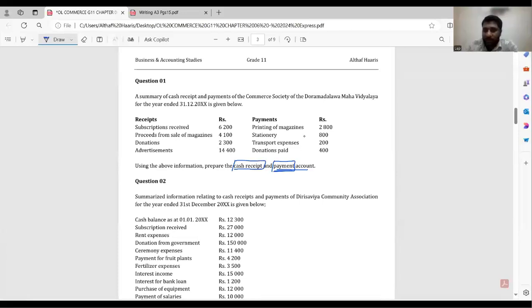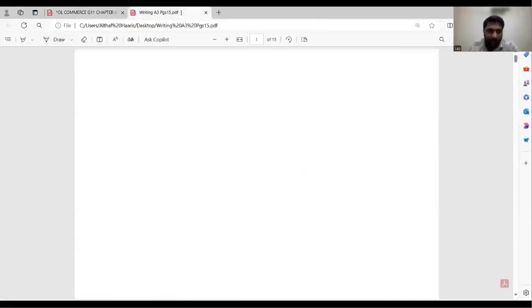So what did I tell you? The cash receipt and payment account is the same as the cash book. Whatever the cash receipts should be on the debit side. Whatever the cash payments should be on the credit side. So we'll get the understanding now. Here they have given all the receipts. So these are cash receipts. These are cash payments. So let's prepare the account, people. We'll do it together.